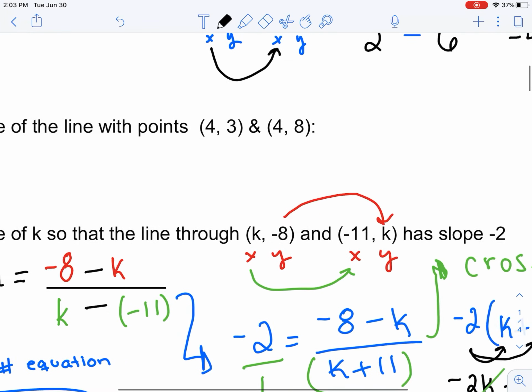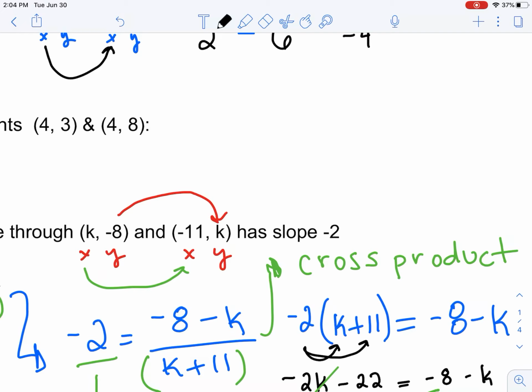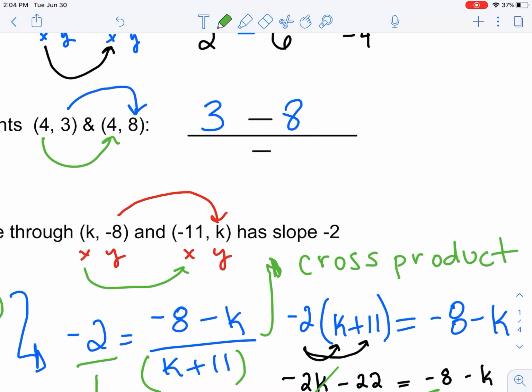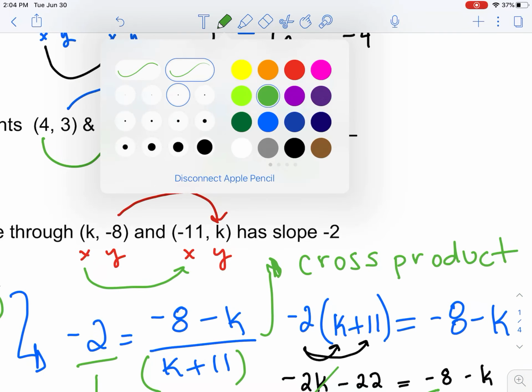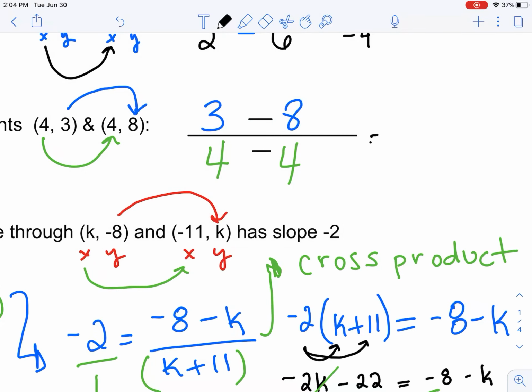So I'm assuming you're done with the problem. Again, I'm going to start off with creating my fraction bar, putting the 2 lines in, and now I can go ahead and take the y's. So it's going to be 3 and 8. And then I'm going to take my x's, 4 and 4. Now 3 minus 8 is a negative 5.